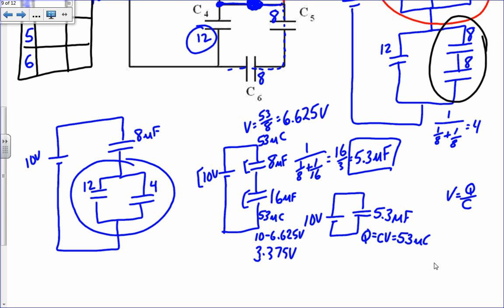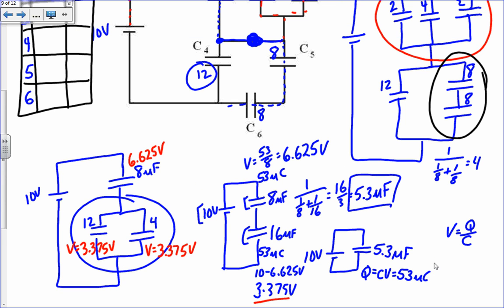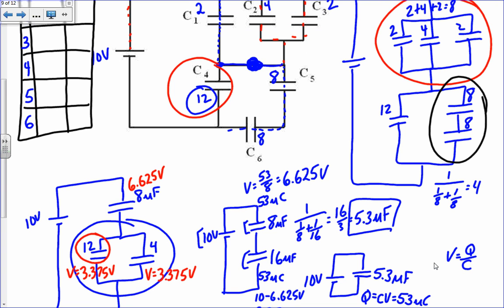6.625 and 3.375. Now, when I take this information, this 3.375 volts, that's going to be the voltage on each of these capacitors because they're in parallel. All right, and this one is also going to have 6.625 volts. Now I can start filling in some of my stuff, because see this capacitor right here, that is this capacitor. So I have 3.375 volts for C4.